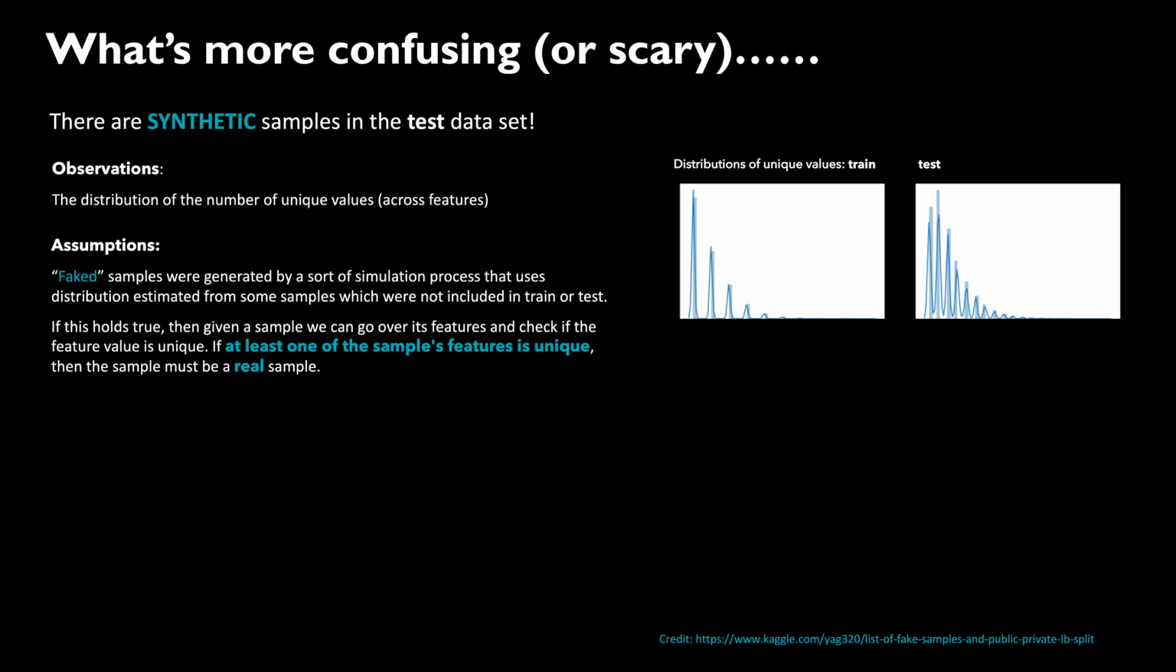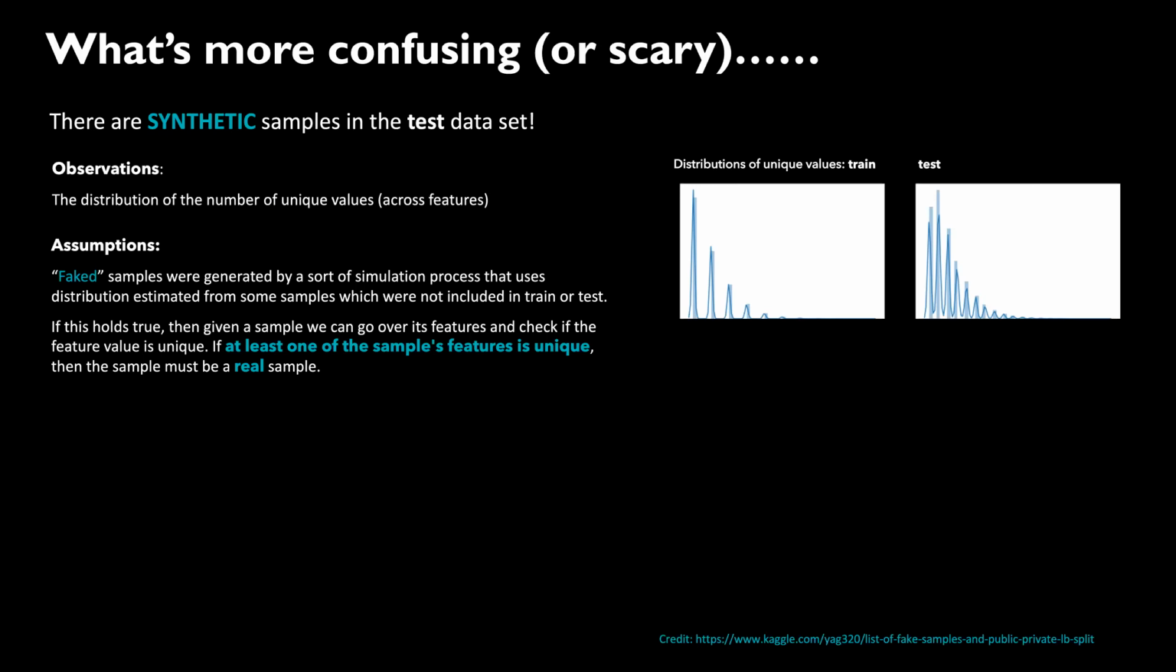With this assumption, the next question is how can we prove whether or not it's true, and how can we identify the fake data set from the test data. Let's say if the assumption is true, then given an example from the test data set, we can go over its features, the 100 features, so the 100 values, and check if the feature value is unique across all the values on that feature. If at least one of the feature values is unique, then the example must be a real example.